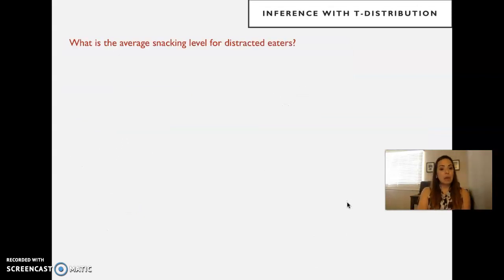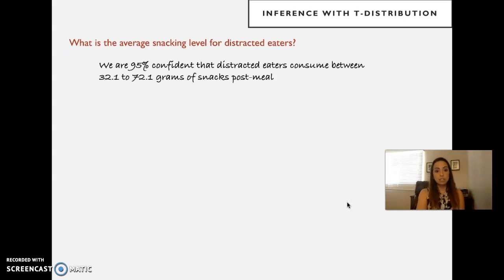So how do we answer this question? What is the average snacking level for distracted eaters? To answer this question, we can say we're 95% confident that distracted eaters will consume between 32.1 to 72.1 grams of snack post meal, right? So we're giving an average with a confidence interval instead of just saying, oh, it's 33 point something, 35 point something.